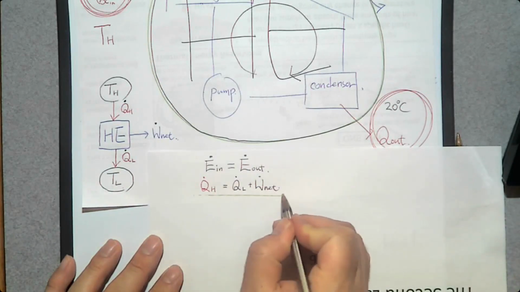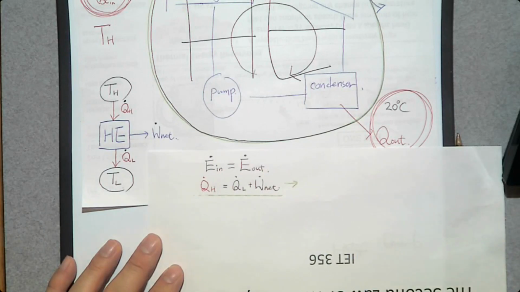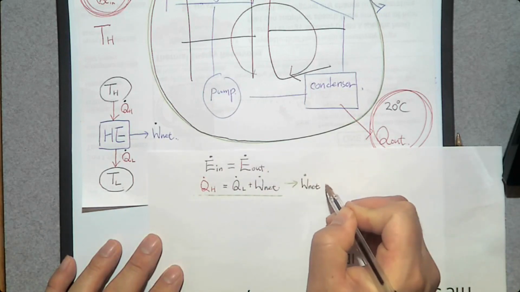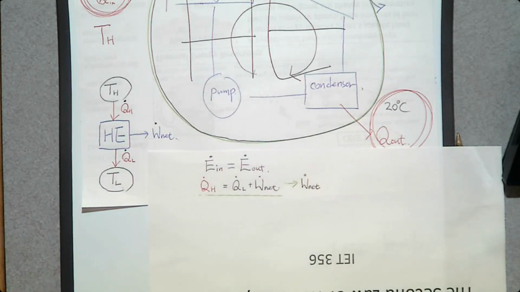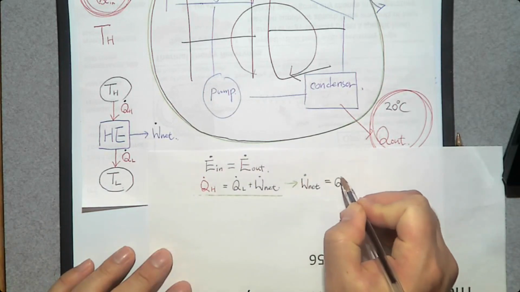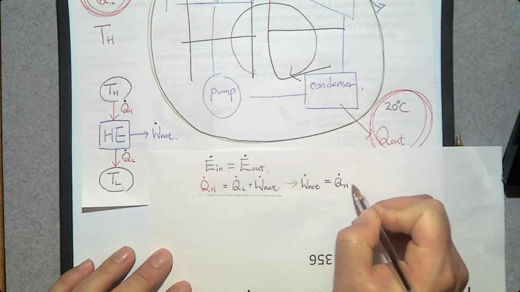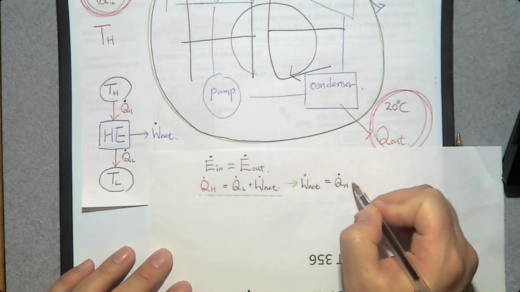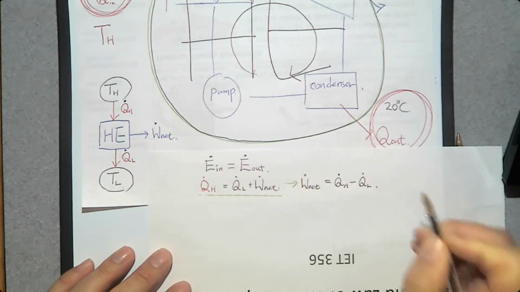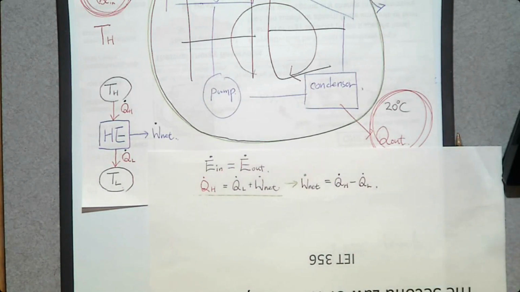If we rewrite this in terms of W dot net, the net power that is produced by this heat engine is going to be the difference in the rate of heat transfer between the high temperature thermal energy reservoir and the low temperature thermal energy reservoir. So this is the energy balance equation.